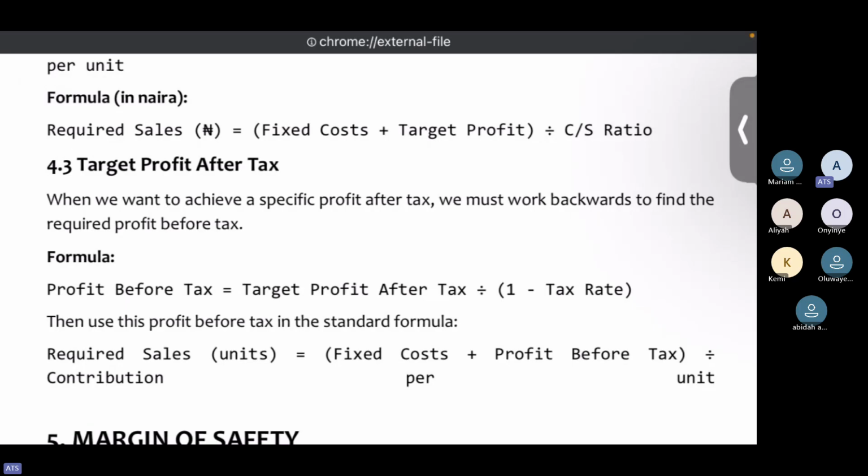What we have been explaining before now is profit before tax. Everything we have been talking about is profit before tax. Right? So we're not talking about tax. But what if your examiner tells you that you want to make profit after tax of this amount? Then you first have to add back that tax, get your profit before tax, and then find out how to get it. We are going to talk about all of this when we are solving a question.